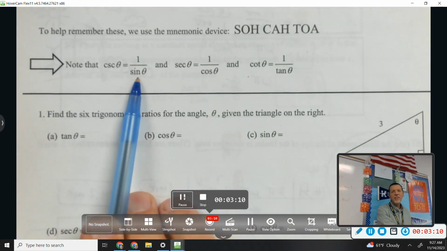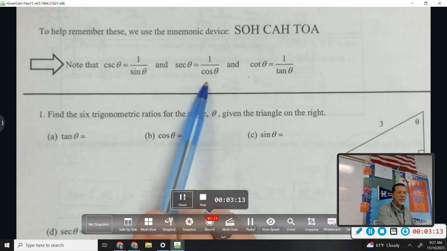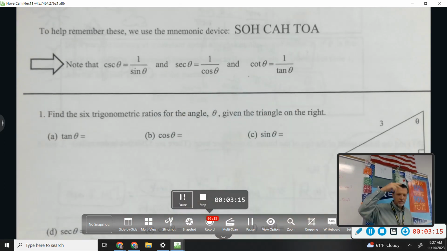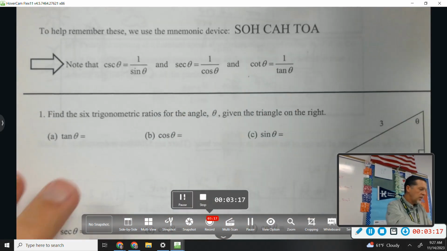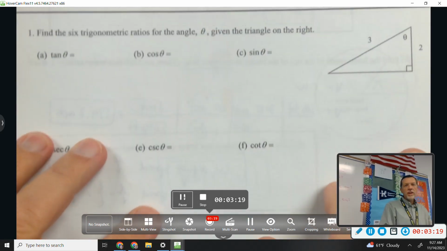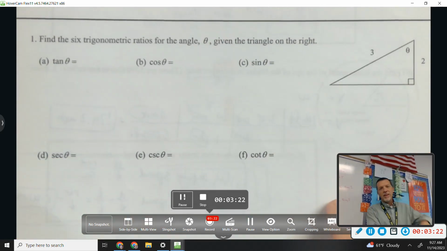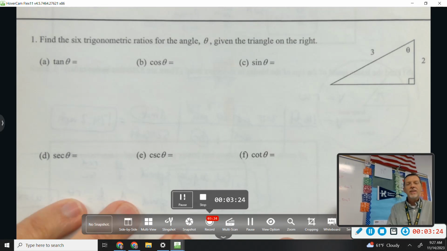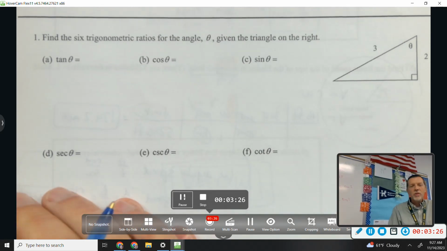Cosecant is the flip of sine. Secant and cosine are flips. Cotangent and tangent are reciprocal partners. So number one, again, that was Miss Morris's thing. That didn't come from me. So if you got a complaint, register that with Miss Morris.